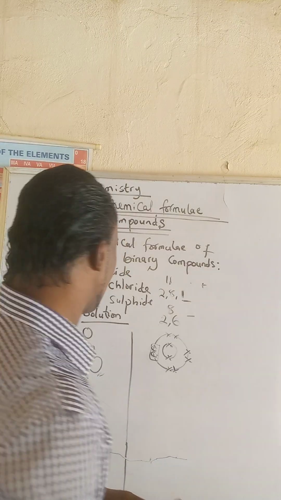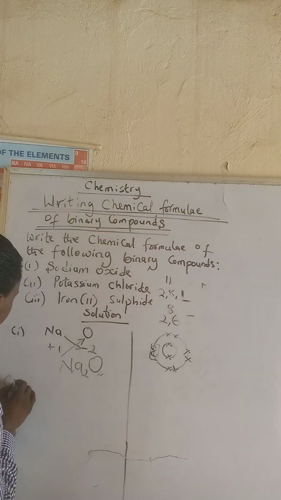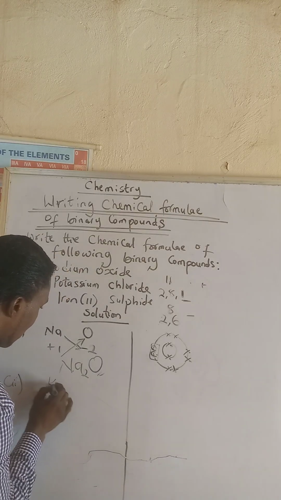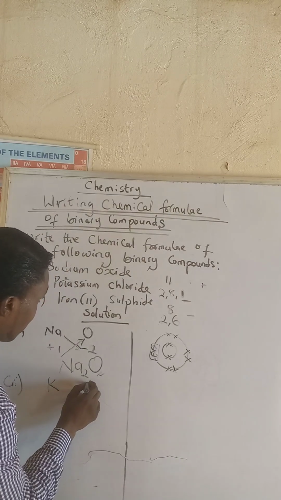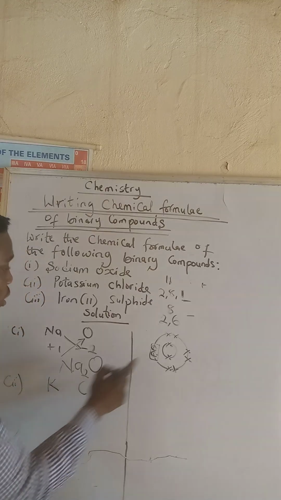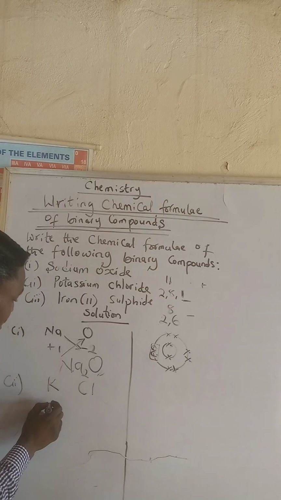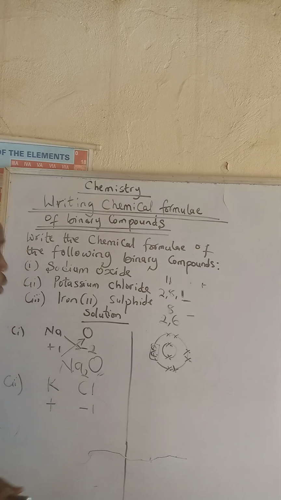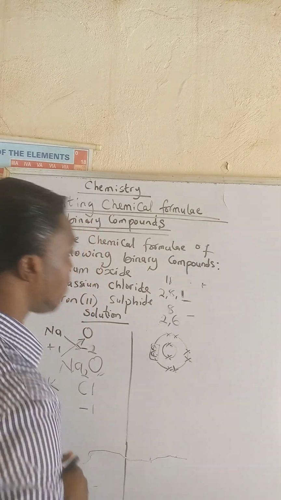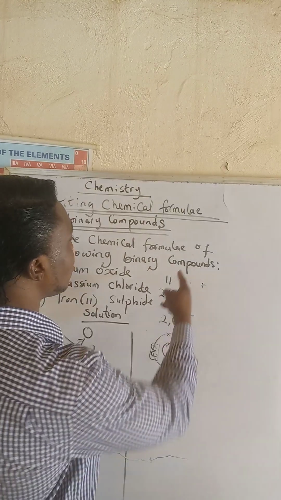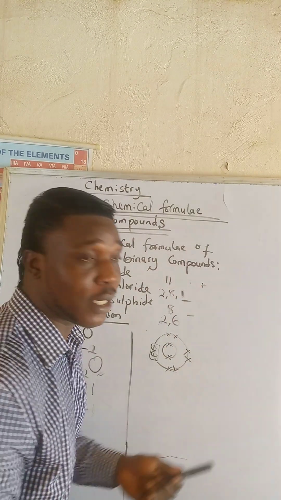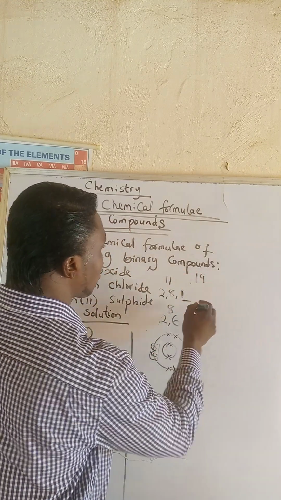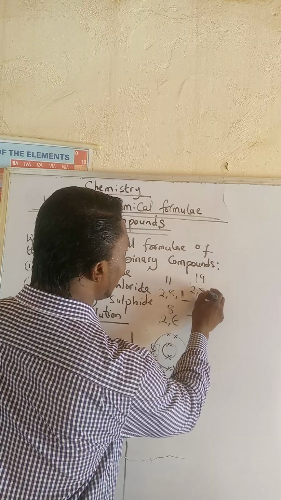The next one is potassium chloride. As usual, symbol of potassium and symbol of chlorine. Oxidation number of potassium follows the same step that I gave to you here. It is +1. That of chlorine is -1. How did I get +1? +1 is gotten from the atomic number and electronic configuration of potassium. Potassium has an atomic number of 19. If you check the configuration, it will give you 2, 8, 8, 1.